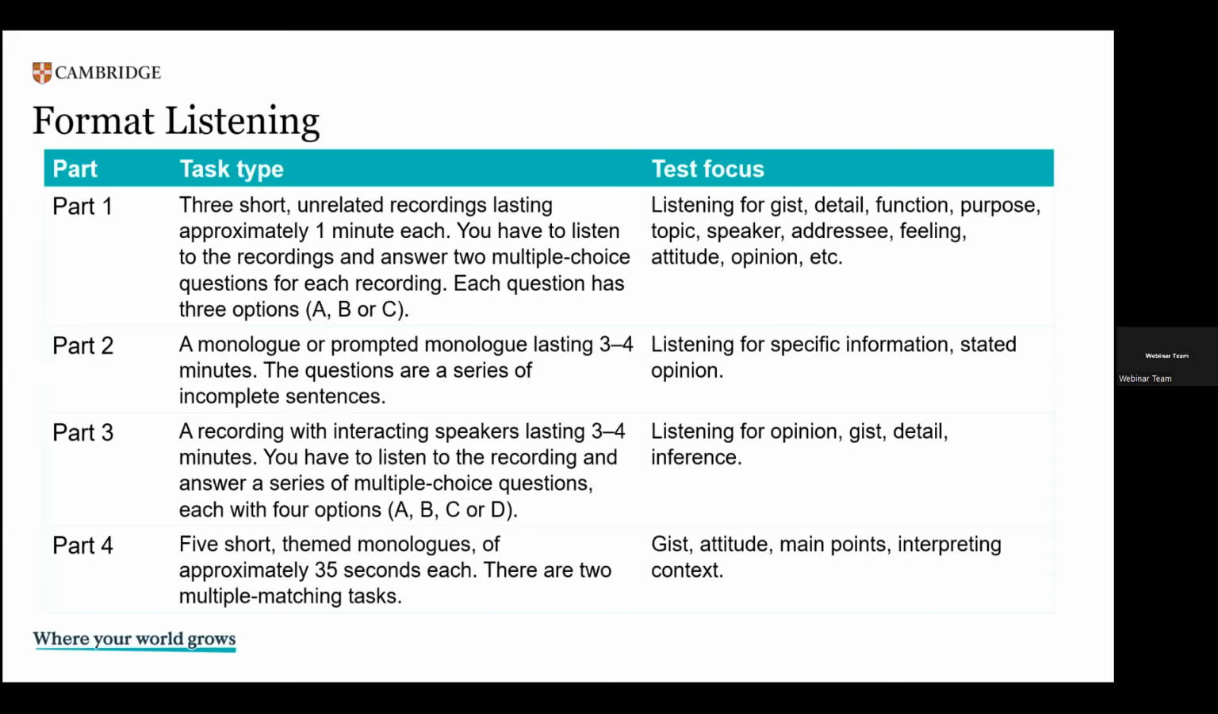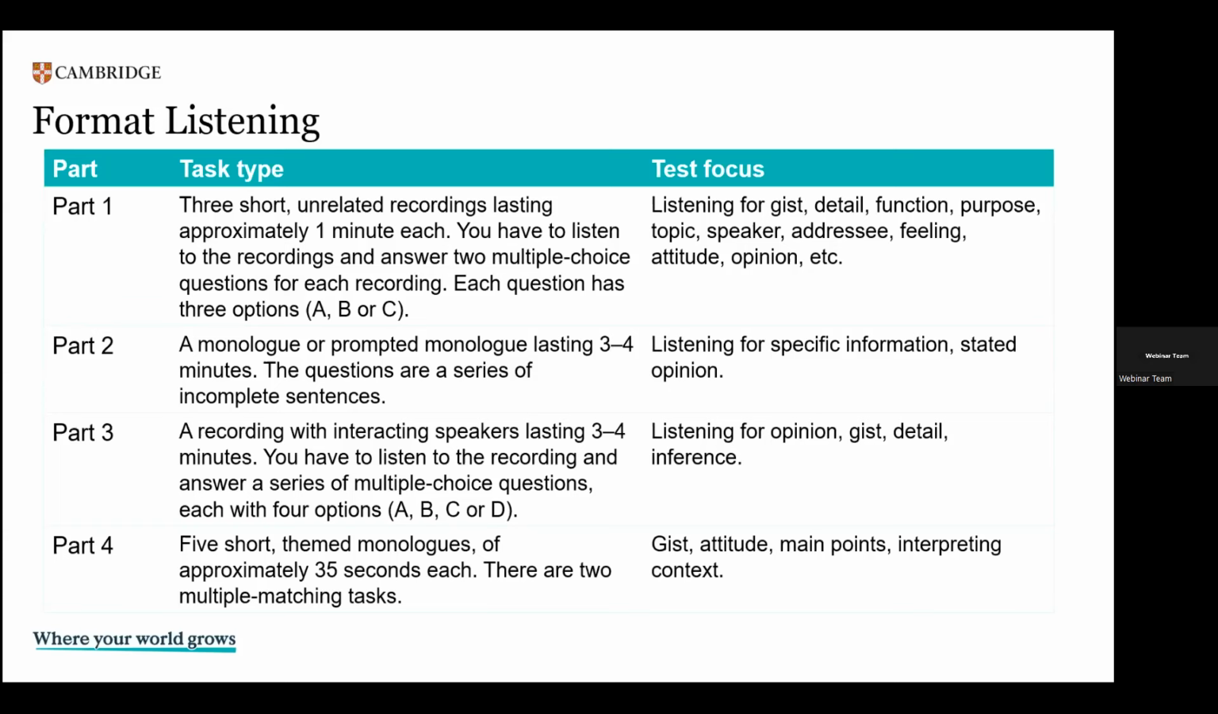And then part four, this is everybody's favorite. You have five monologues, each about 35 seconds long. The monologues are based on the same topic, and then you have to do two tasks while you're listening. So doing two tasks at the same time. I will show you an example of that in a minute.